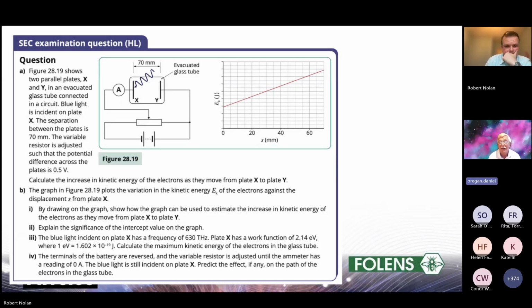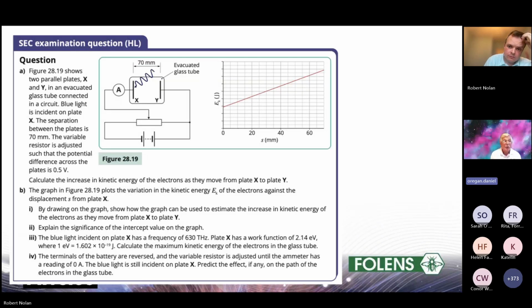So as you get further from X, which is the photosensitive plate, the kinetic energy increases, as you'd expect. So that graph should make sense to a pupil. When S is equal to 0, that's the energy of the electrons that have just been emitted. And although it doesn't show it on the scale, the last point at the right-hand side of the graph is 70 centimeters. That corresponds to the kinetic energy of the electrons striking the plate Y.